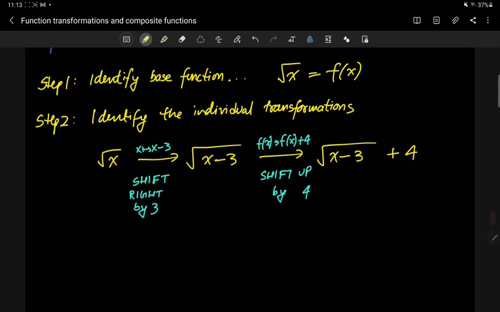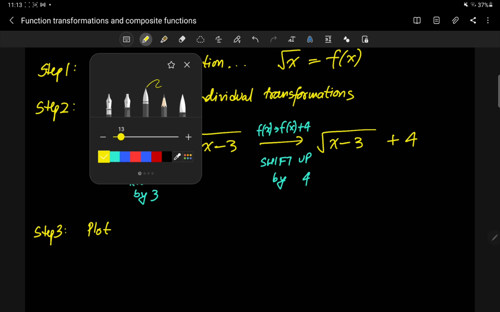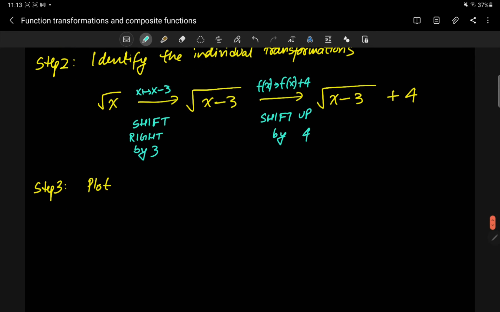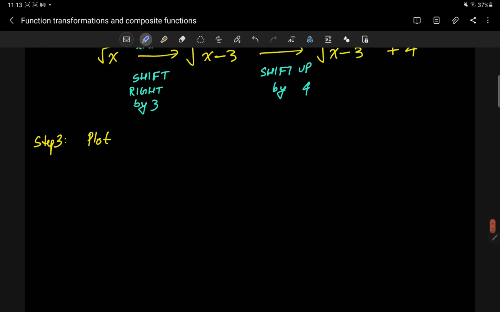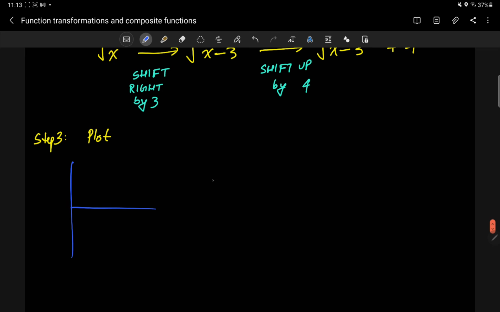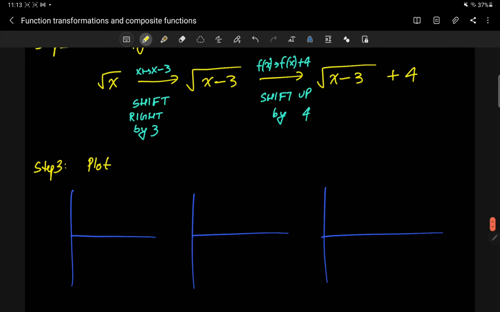And then step 3 is to do the plots. Once you write out step 2, everything becomes simpler because now you know exactly what you have to start with. So it's going to be step 1, step 2, step 3. You start with the graph for f of x, so that's square root of x. Square root of x looks like that, and this point is (0, 0).